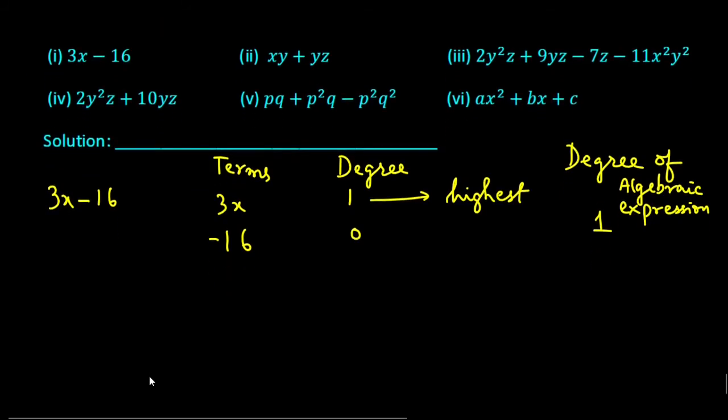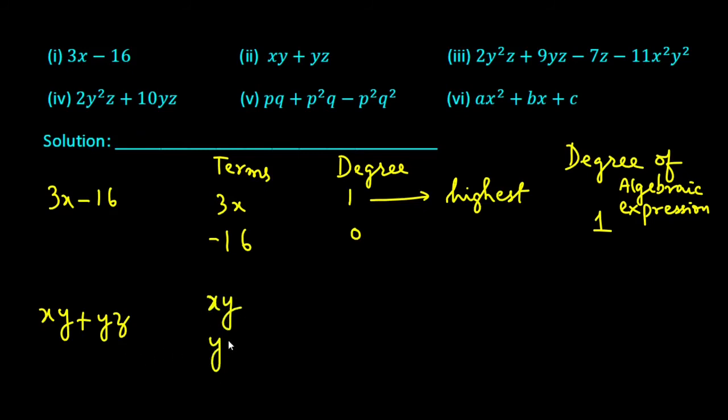Let us take the second one. xy plus yz. What are the terms here? xy is one term, yz is another term. The degree of xy is 1 plus 1 is equal to 2. The degree of yz is again 1 plus 1 is equal to 2. So we have the degrees of the terms as 2 and 2. So highest is 2. The degree of the algebraic expression is 2.